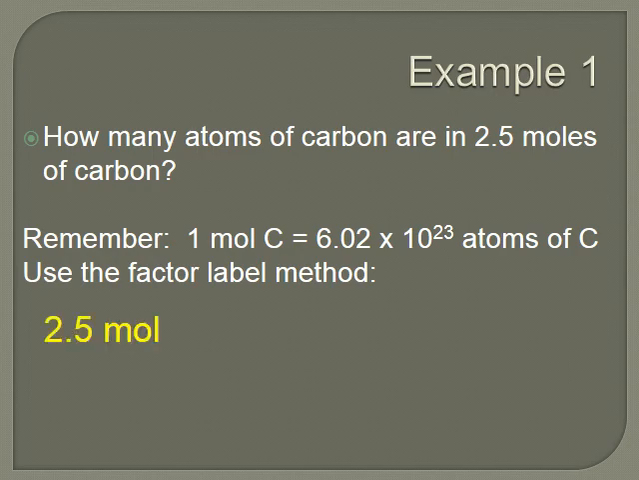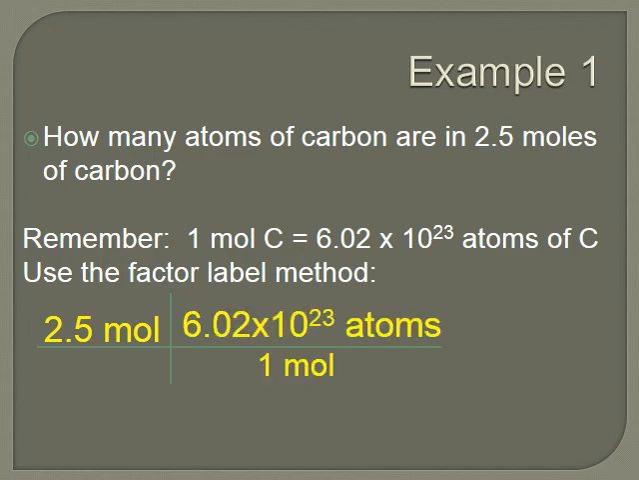They told us we have 2.5 moles of carbon, but we don't want to be in moles of carbon. We want to be in atoms of carbon. So we're going to use what we know as our conversion factor. Because 2.5 moles is on top, we're going to put 1 mole on the bottom. And our conversion factor is there are 6.02 times 10 to the 23rd atoms of carbon in 1 mole.